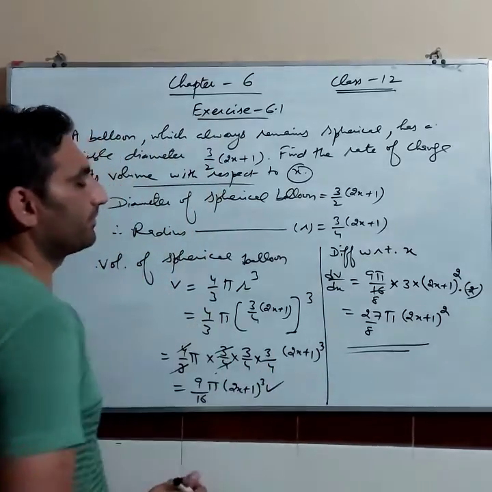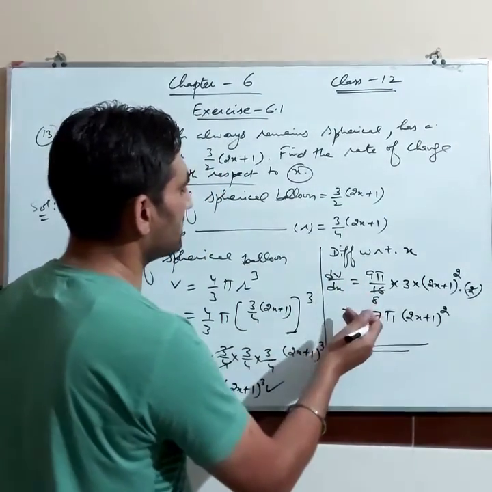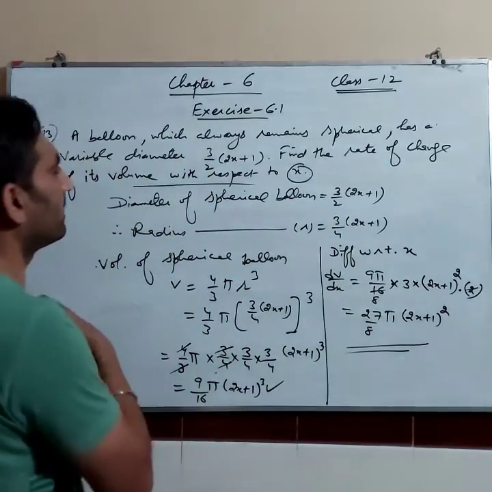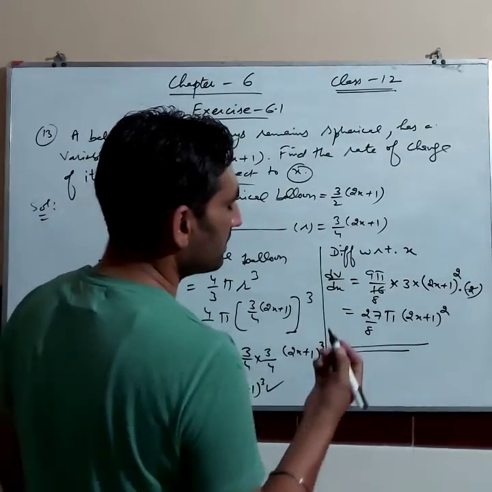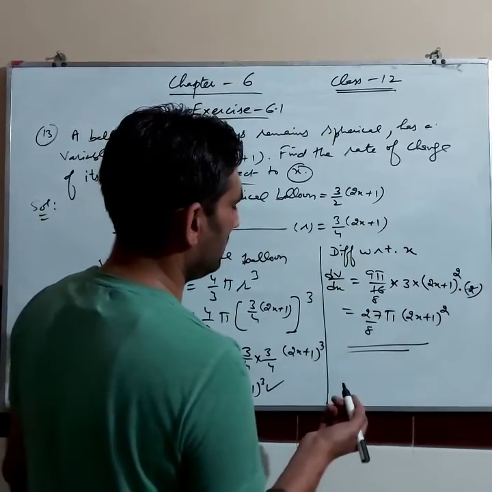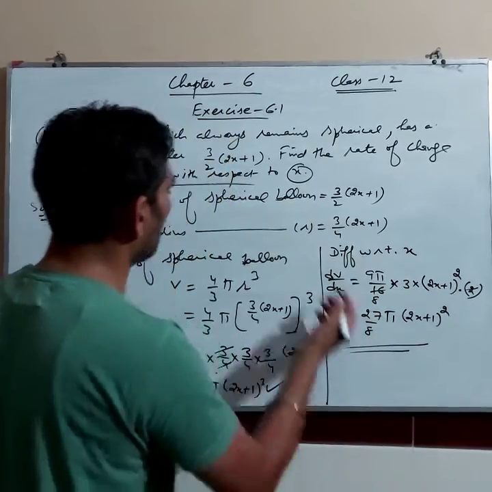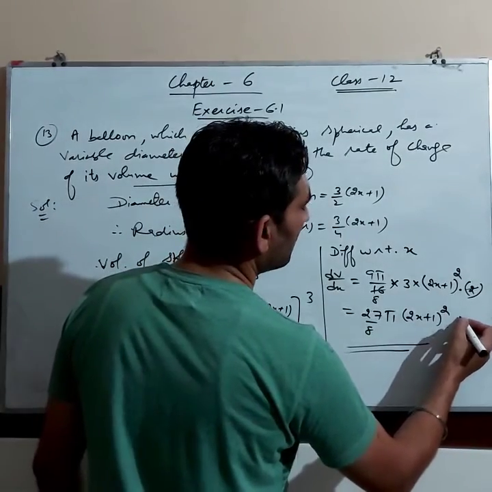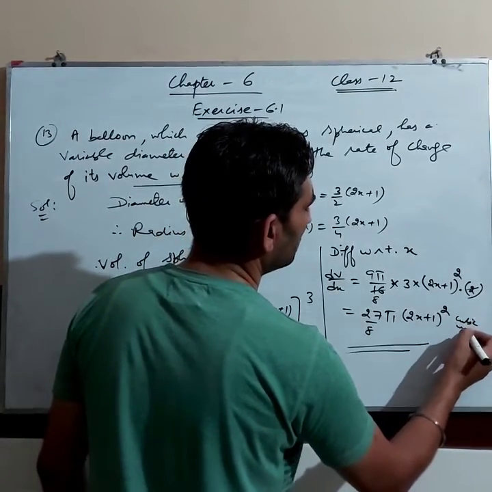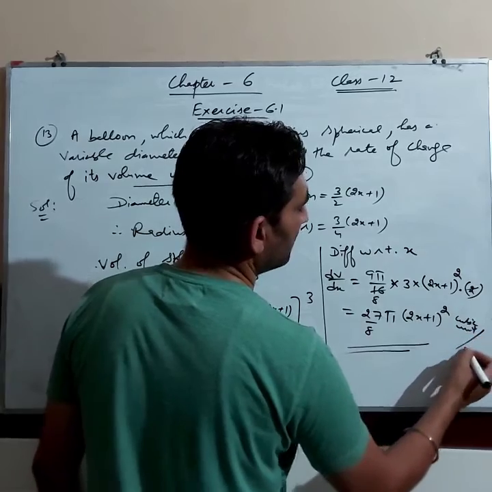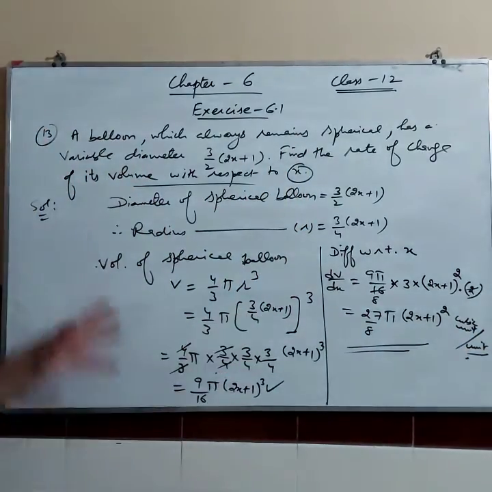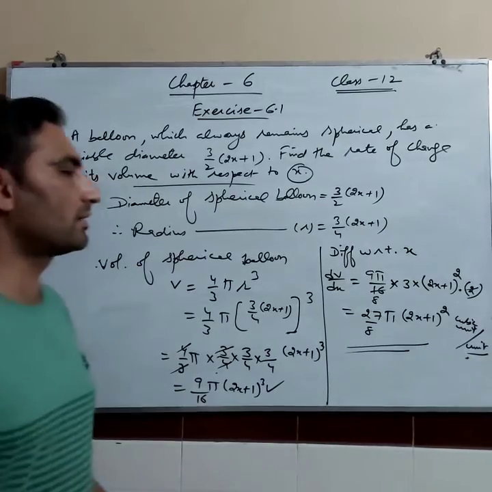Now it is volume with respect to x. So how will you write it as our answer? Volume is always in cubic unit, and per unit we can say, because there is no meter, centimeter, nothing given. So it is cubic unit per unit. So we can mark in this way. It will be our required answer of question number 13.